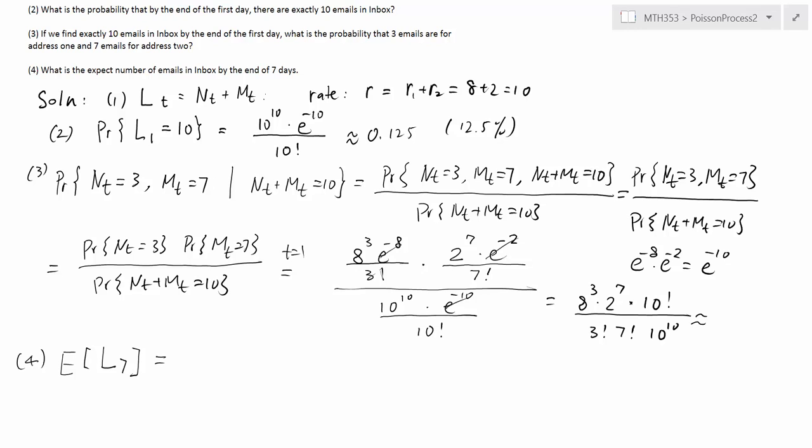And of course, we know it's lambda times t, right? Lambda is gonna be equal to 10 and t is 7, so that's gonna be 70. Of course, we know on average we have 10 emails a day, and after 7 days the average is gonna be 70.